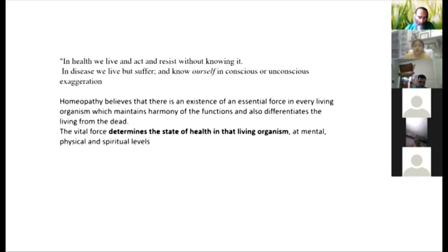Homeopathy believes that there is an existence of an essential force in every living organism which maintains harmony of the function and also differentiates the living from the dead. The vital force determines the state of health in that living organism at mental, physical, and spiritual levels.